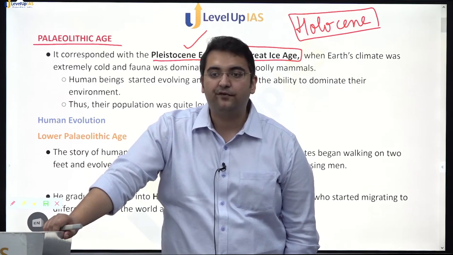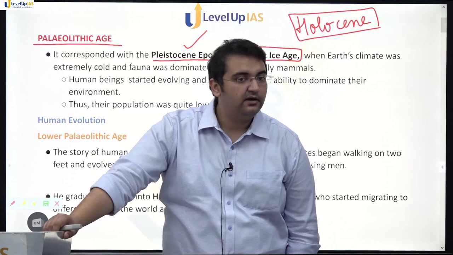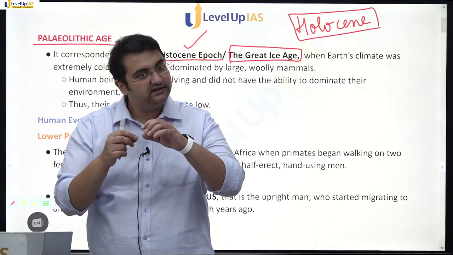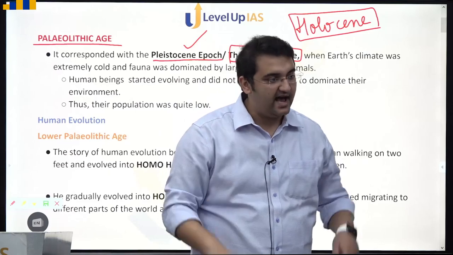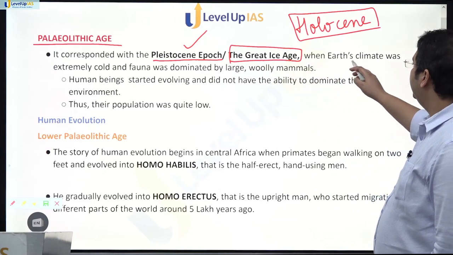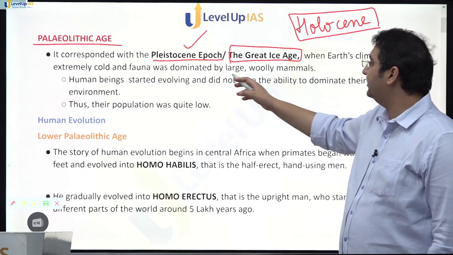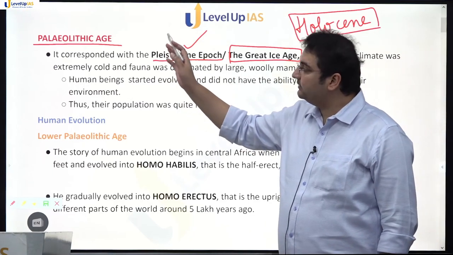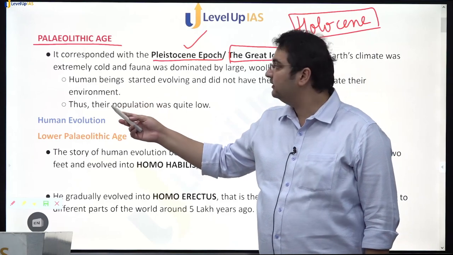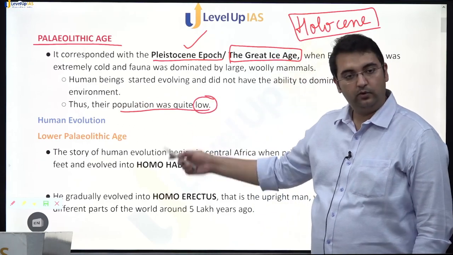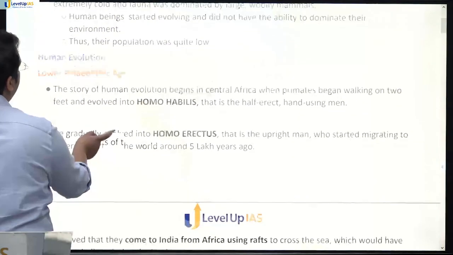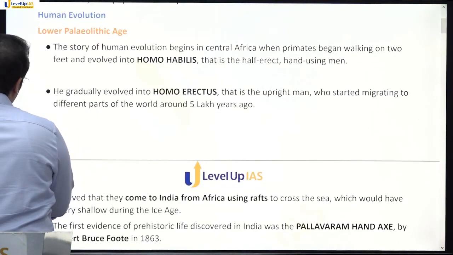In fact, a large fauna such as big animals, etc., would have been confined to a very narrow belt of the Earth's tropics and subtropics. The rest would have been unsuitable for big animals or large trees at least. Okay? It corresponded with the Pleistocene epoch, the Great Ice Age, when the Earth's climate was extremely cold and fauna was dominated by large woolly mammals. It was in this period that human beings started evolving and did not have the ability to dominate their environment. Their population was also quite low. ठीक है? अच्छा. Now, we are going to see that how throughout the Paleolithic age, human evolution has taken place.